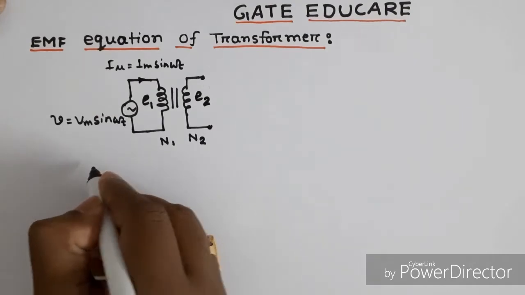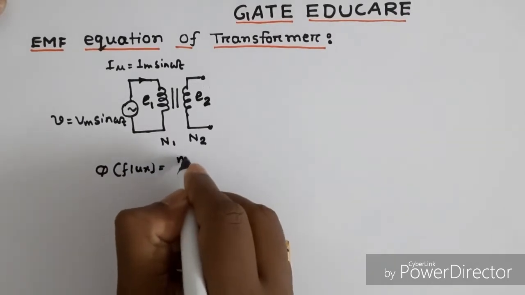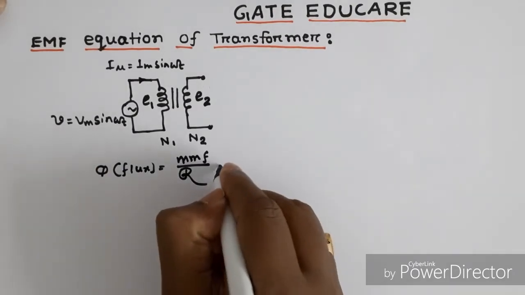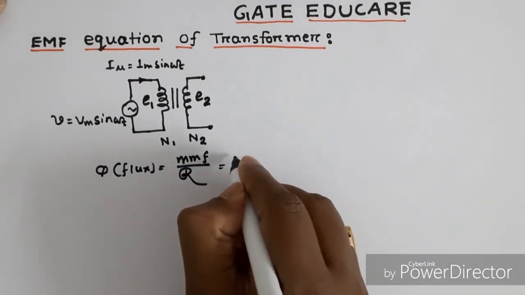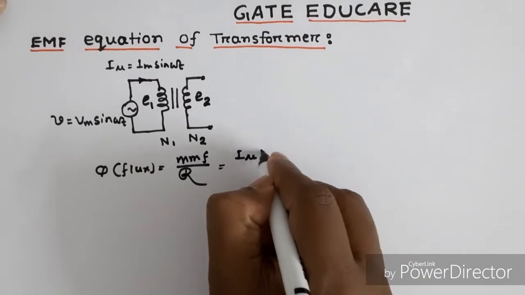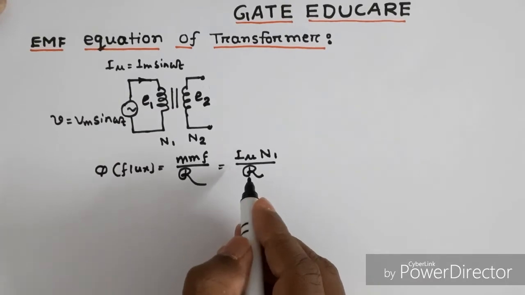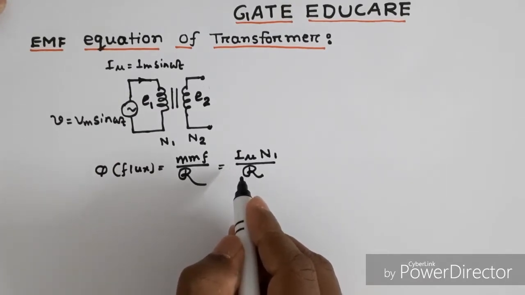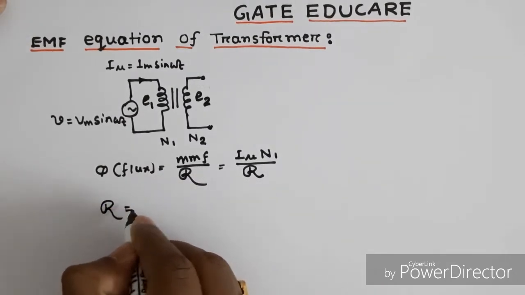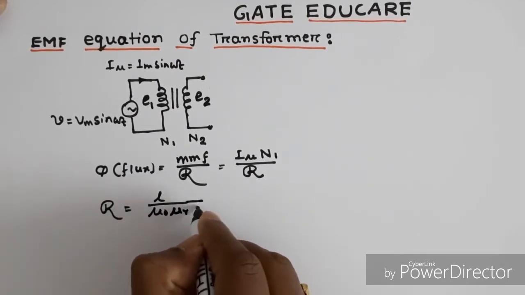Now, as we know, the flux phi equal to mmf by reluctance. Now, mmf is the ampere turns. Ampere is the magnetizing current, I mu. Primary turns is, suppose, N1, by reluctance. Now, what is reluctance? Reluctance is the opposition of the magnetic core to the passing of flux. The reluctance formula is reluctance equal to L divided by mu 0 mu r into A.